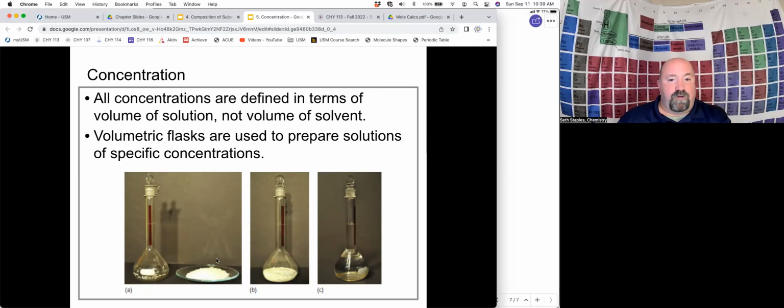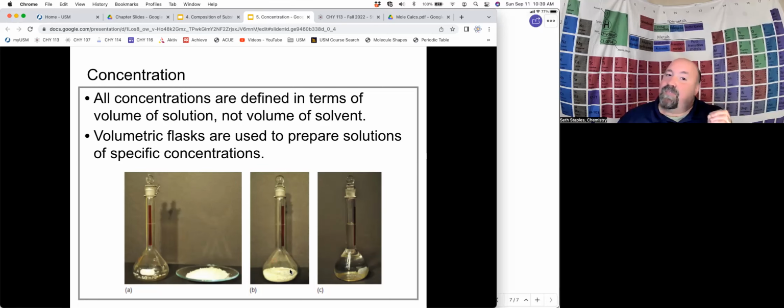And so in this particular example, whatever they're making here, they've measured out their solid. So they know they need this much solid, add that to the flask. Then you add enough water so you get up to the line. That line is at 50 milliliters. And so then you have a 50 milliliter solution of whatever this is that they're making.